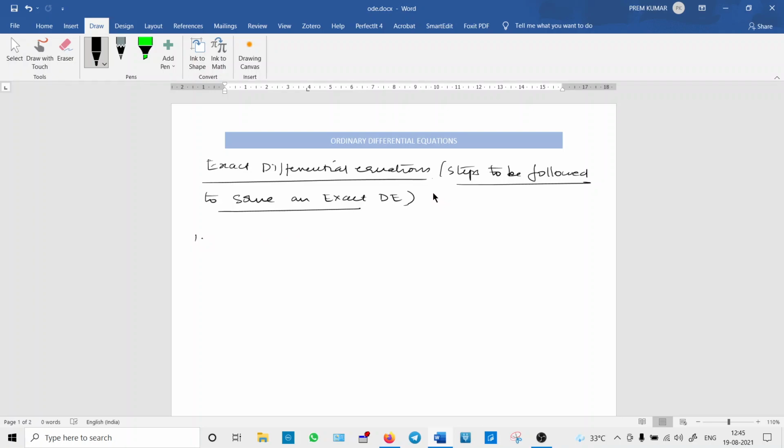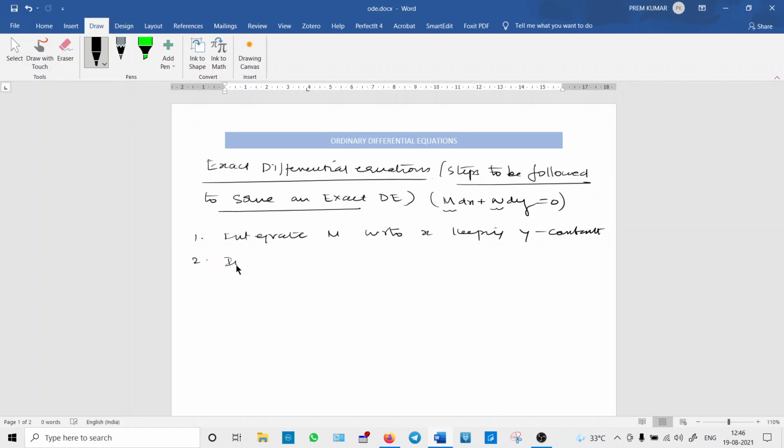suppose the exact differential equation is like this: M dx plus N dy equals 0. Suppose you identified that it is an exact differential equation using the condition we already discussed in the previous session. Now we have to identify what is M and N from the exact differential equation. Then first, we have to integrate M with respect to x, keeping y as a constant, partial integration with respect to x.